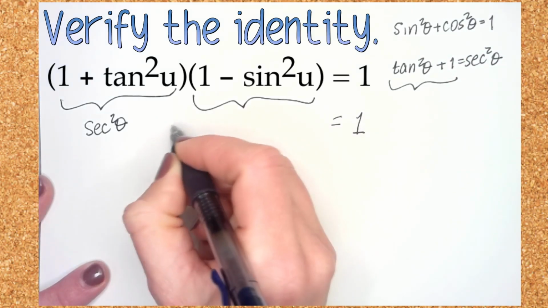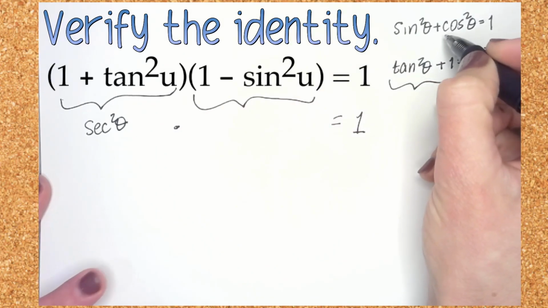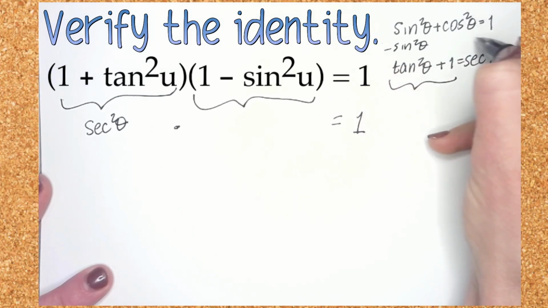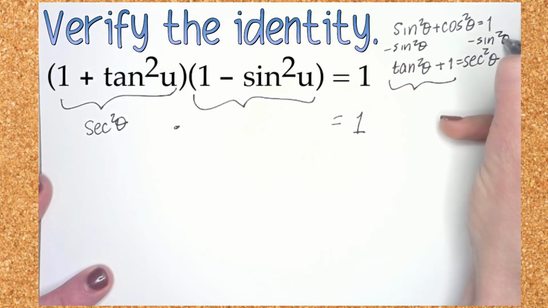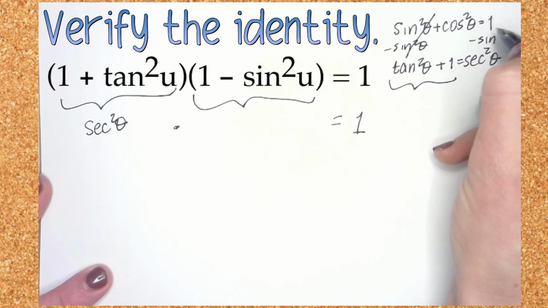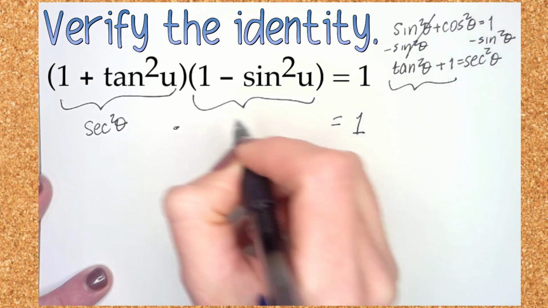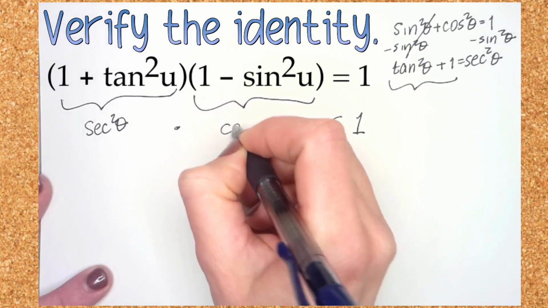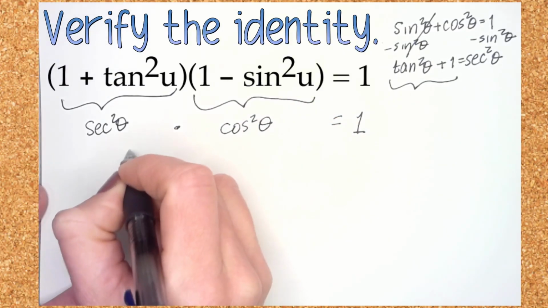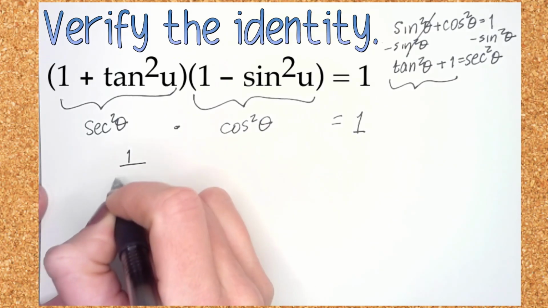We leave that alone. If I rearrange just a smidge and subtract sine squared theta from both sides, you have that cosine squared theta equals 1 minus sine squared theta. So I can replace this with cosine squared theta. Next up, I'm on my way to proving it's 1.